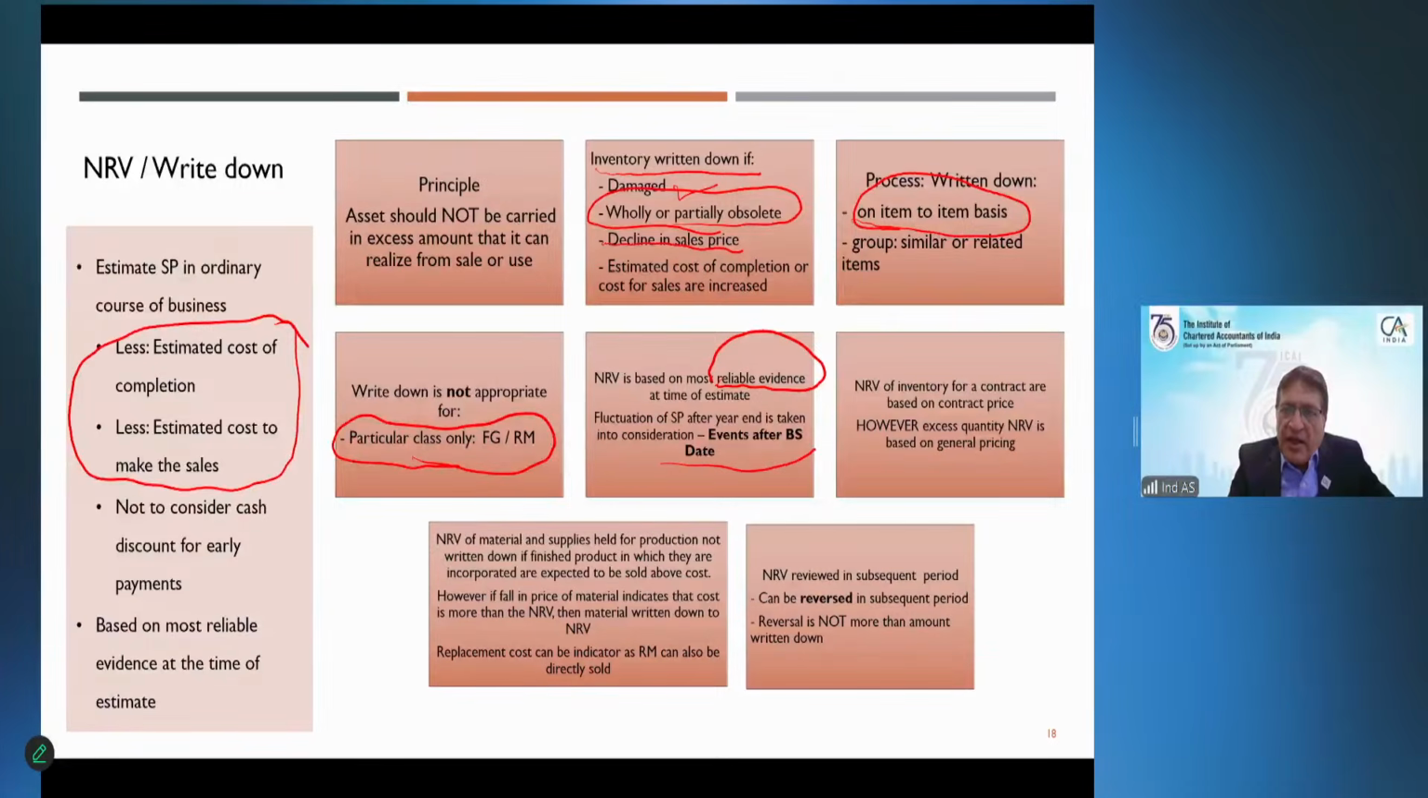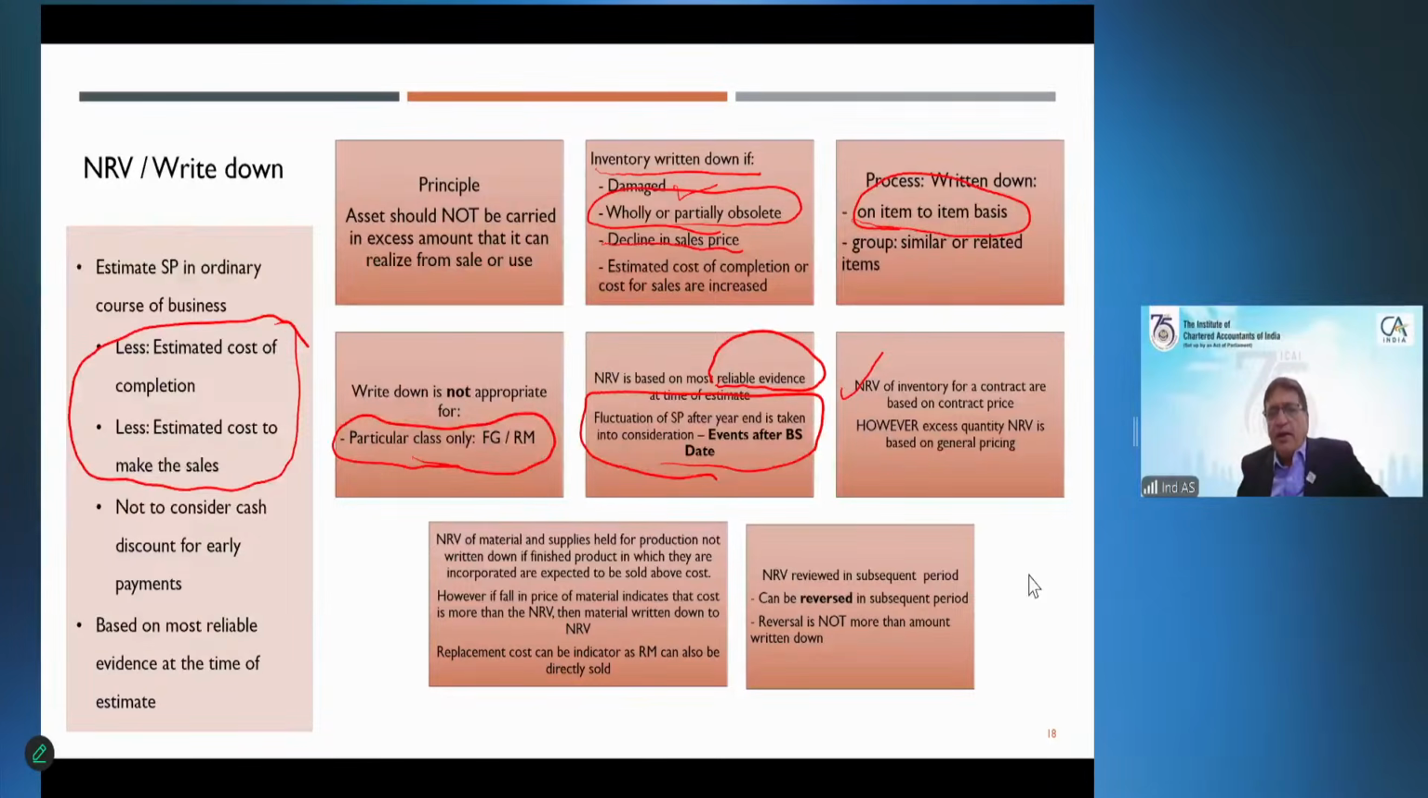Now, with regards to how to estimate, yes, it needs reliable evidence at the time of estimate. Even in India, events occurring after the balance sheet date, any event which impacts your sale price or the cost of completion, is taken into account as on 31st March, and it is considered as an adjusting event.